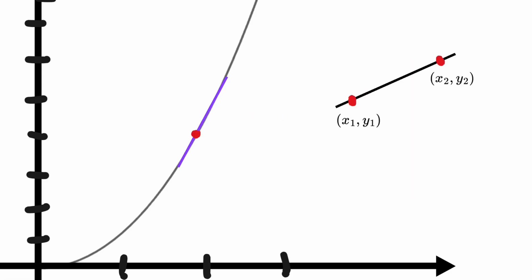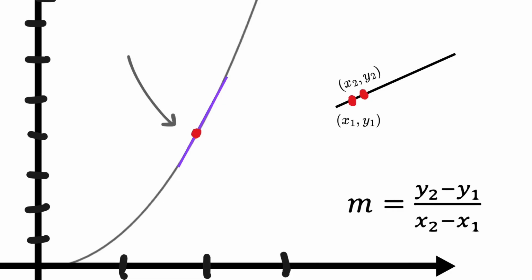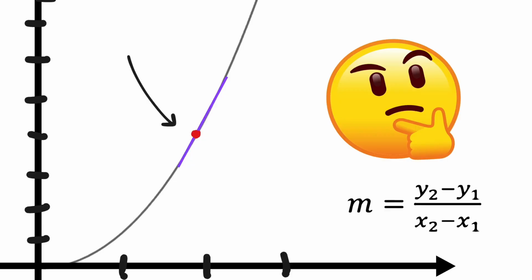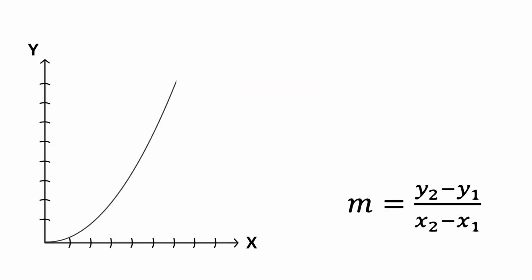We all know that if we have 2 points like this on a straight line, then its slope is given as y2 minus y1 over x2 minus x1. Newton and Leibniz realized that to find the slope of a curve, you could look at 2 points getting closer and closer together, such that they could find the exact slope at a single point. But how does it work? Let us understand this with an example. Suppose we have a curve y equals x squared.